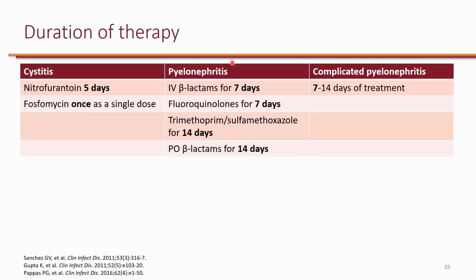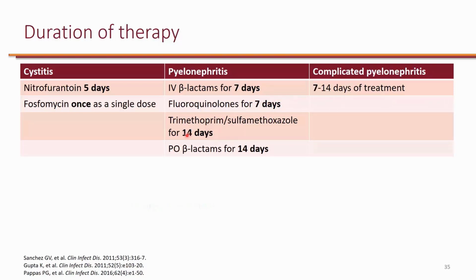For pyelonephritis with IV beta-lactams, total duration is 7 days. The same is true with fluoroquinolones, whether it's IV or PO, and that would be 7 days total. So let's say someone got IV beta-lactam for the first 3 days, and then they were switched to a fluoroquinolone, then they just do 4 more days of fluoroquinolone, plus the 3 days of IV beta-lactam, to give you a total of 7 days.